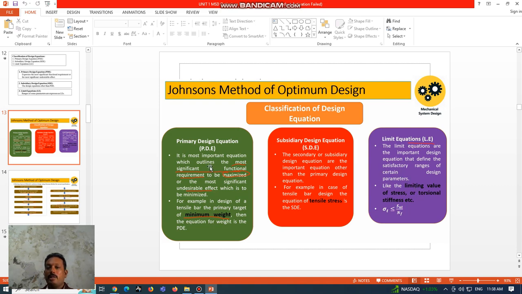So the three classifications of equations are the primary design equation, the subsidiary design equation, and the limit equations. These are the three equations, the classification of the particular equations. Okay.